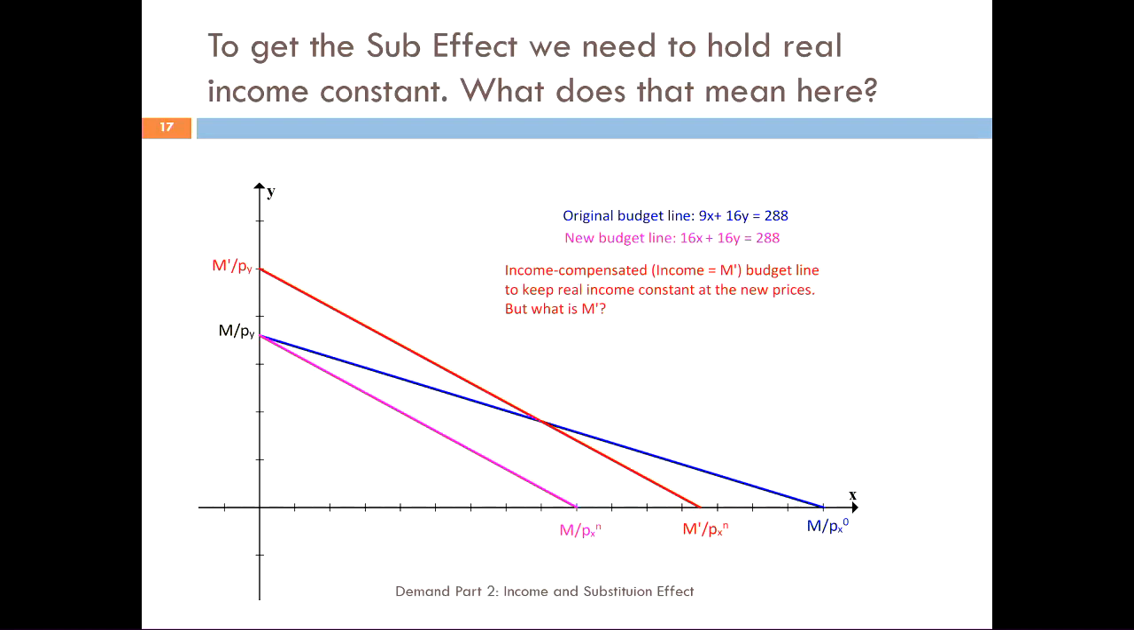So just be aware that there's no definitive way of defining what we mean by keeping real income constant. Because in terms of X, your real income went down. In terms of Y, your real income goes up on that red budget line compared to the original budget line. So we need to define what we mean by keeping real income constant. So let's take a look at the first definition by Sir John Hicks.